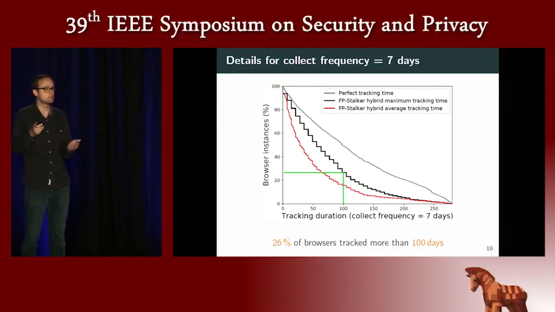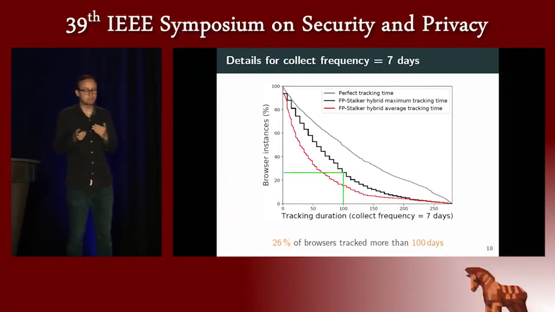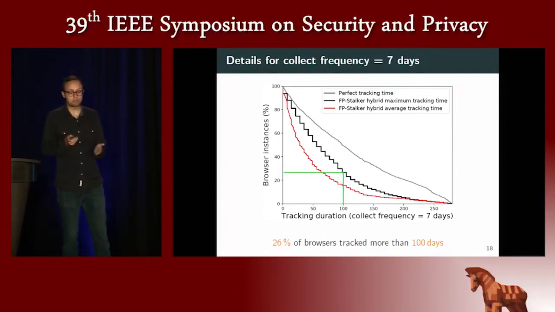So that's what we could have achieved if we had a perfect tracking algorithm. And just below in black, we see the same graph with our algorithm, the hybrid version. And if we look at the intersection with the green line, we see that 26% of the browsers could be tracked more than 100 days.